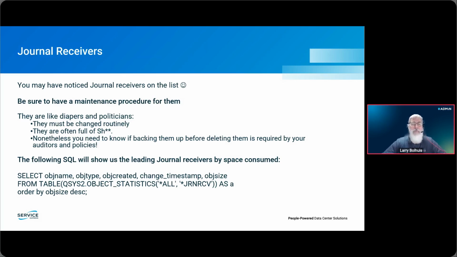But you do have to know if backing them up before you delete them is required by your auditors and by your company policies. For example, you might be running Mimics, and Mimics uses journaling. But Mimics is smart enough to say, I've taken this receiver and completely replicated it to my target machine. Then it looks at how long I'm supposed to keep my journal receivers after they're replicated, and once that timer expires, that journal receiver is removed from the system. So Mimics handles that for you.